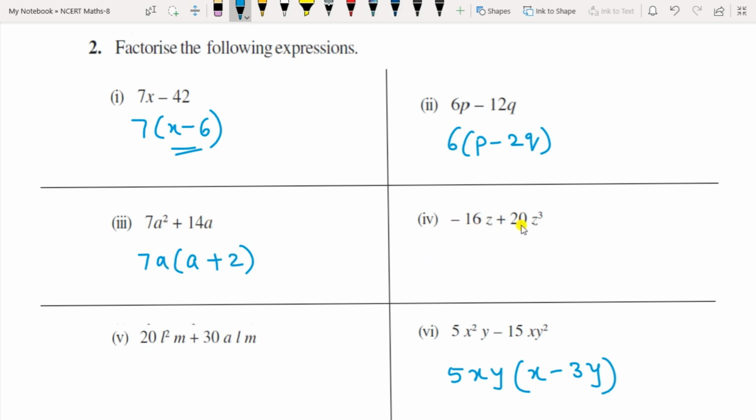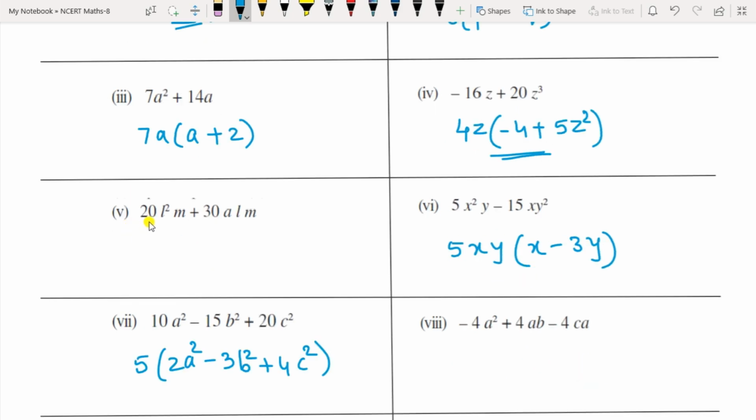Now from this one, 16 and 20. Now 16 and 20 come in which table? It comes in the table of 4, and z cube. So z you have to take common. So this will be minus 4 4s are 16. This z you have taken. Then put the sign of plus here. 4 5s are 20. From this z cube, single z is out. So the remaining is z square.